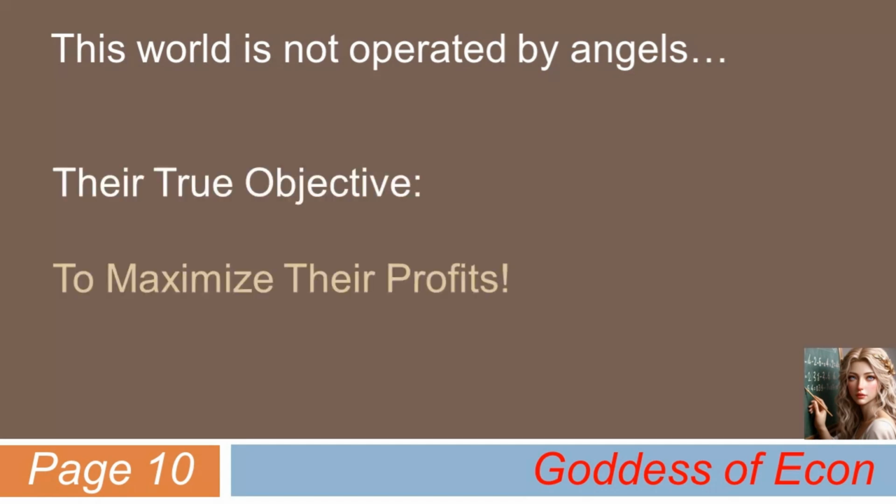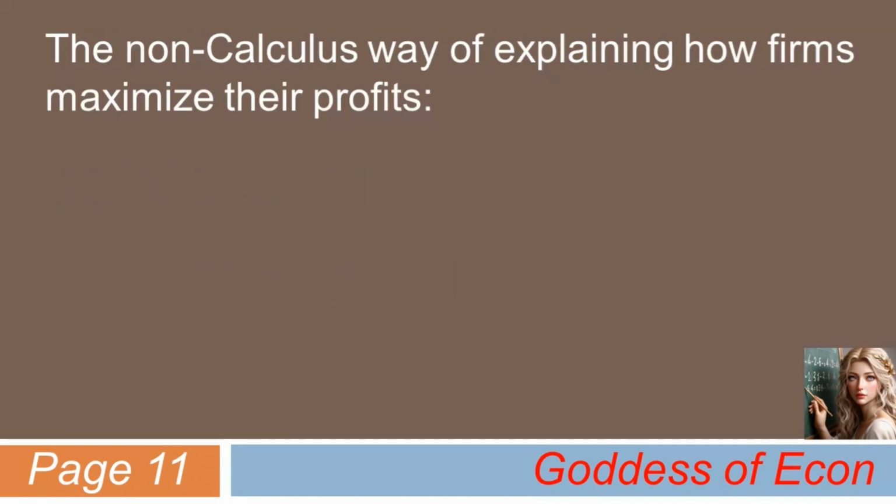Firms pursue their own self-interests. Their true objective is, well, to some naive people's disappointment, maximization of their profits. Here is the non-calculus way of explaining how firms maximize their profits. Of course, I will cover the calculus version in another lecture video in due course.